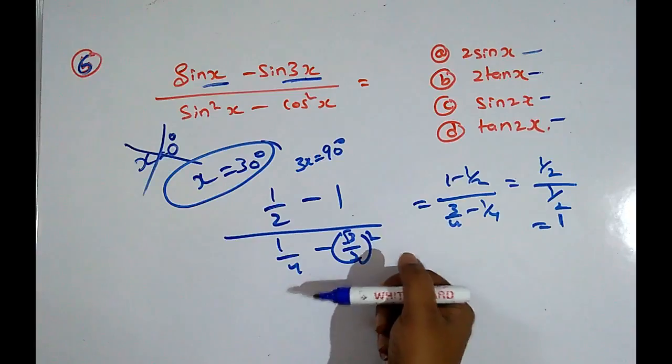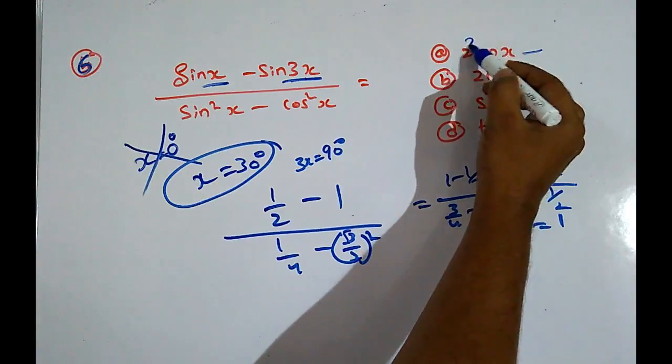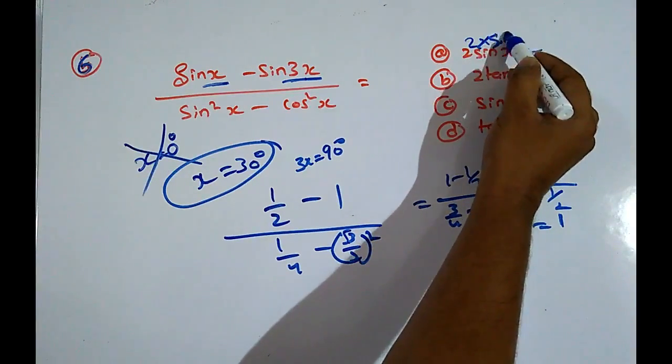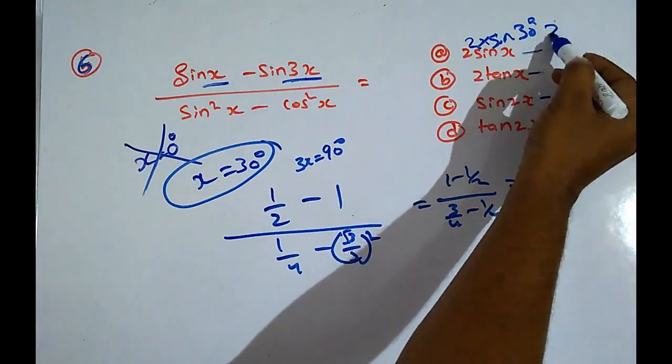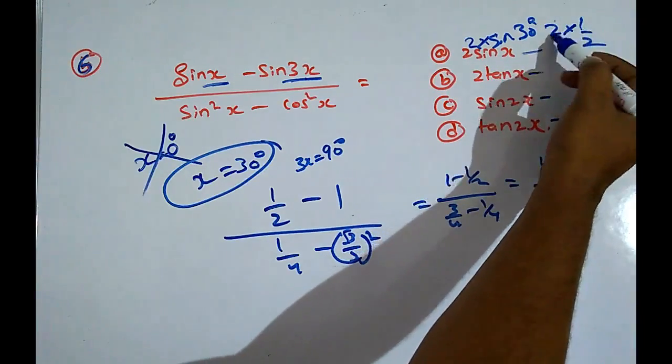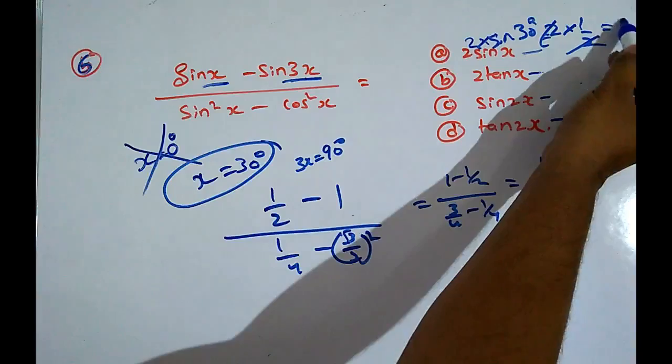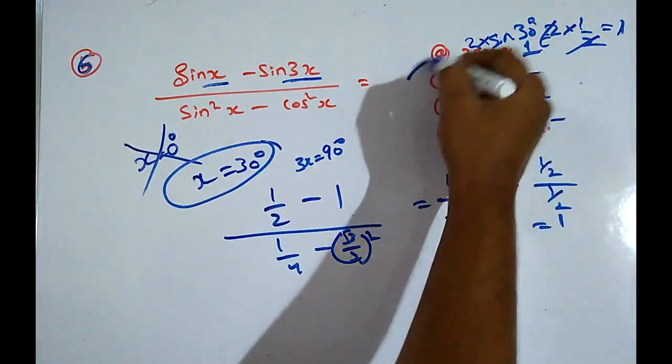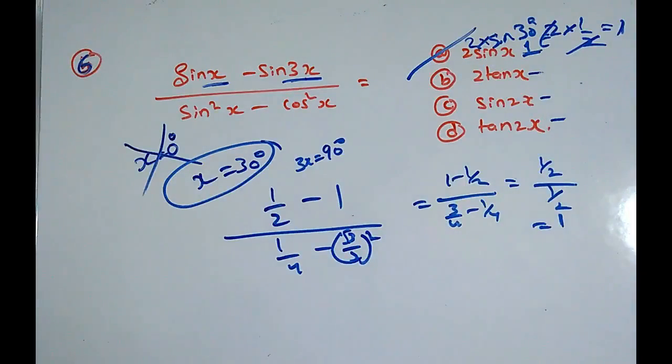We get 2 into sine 30 degrees, that is 2 into 1 by 2. Here we are getting 1, friends. So A is the right option.